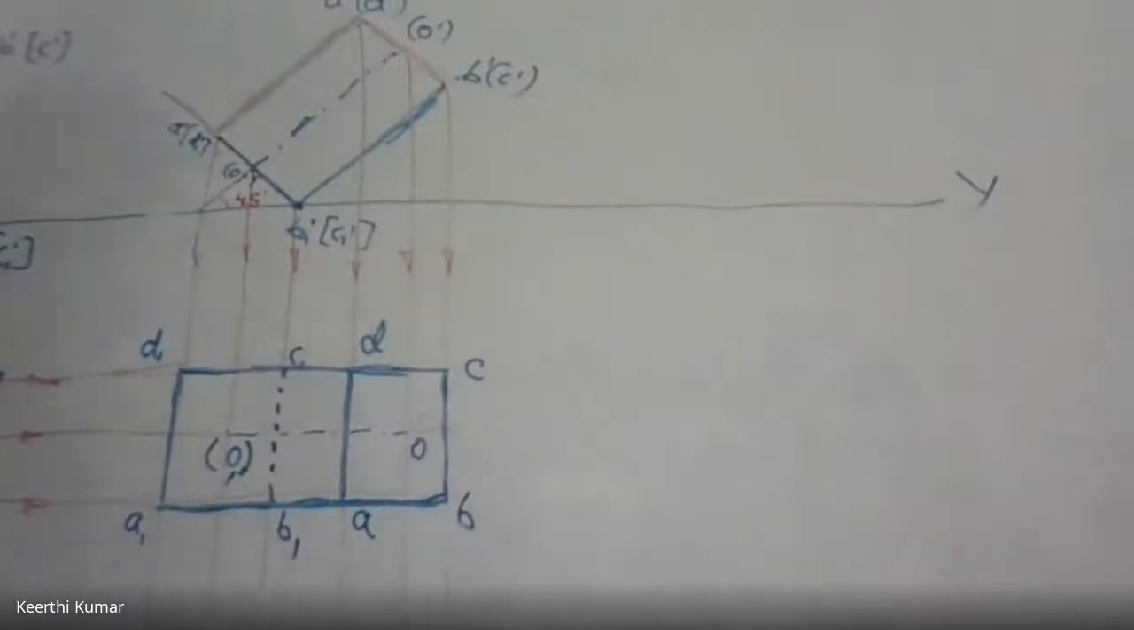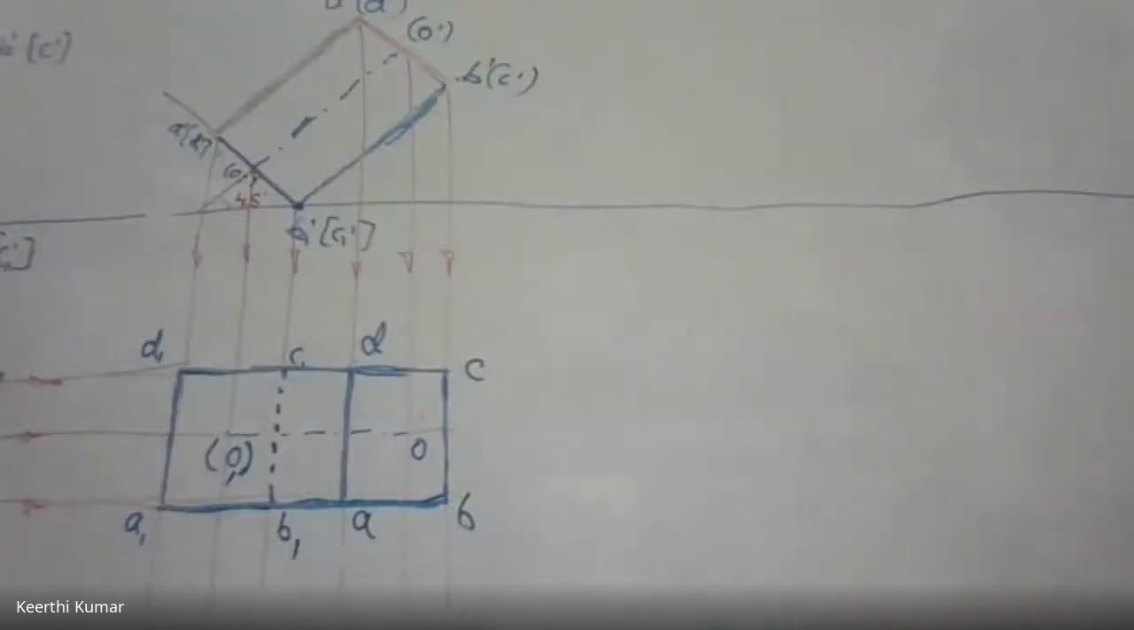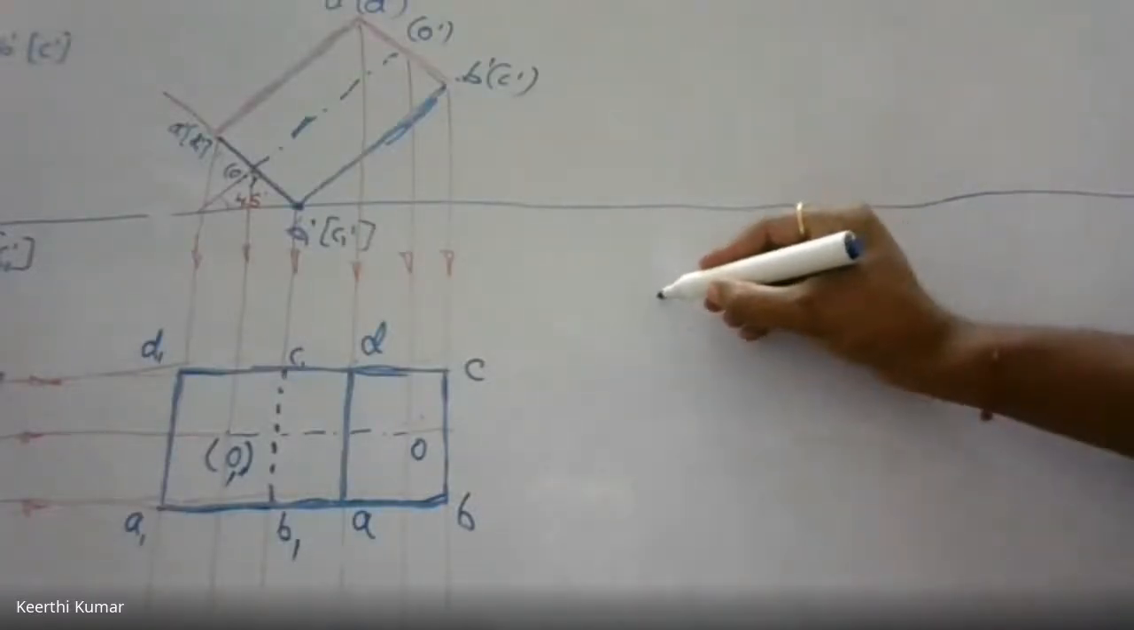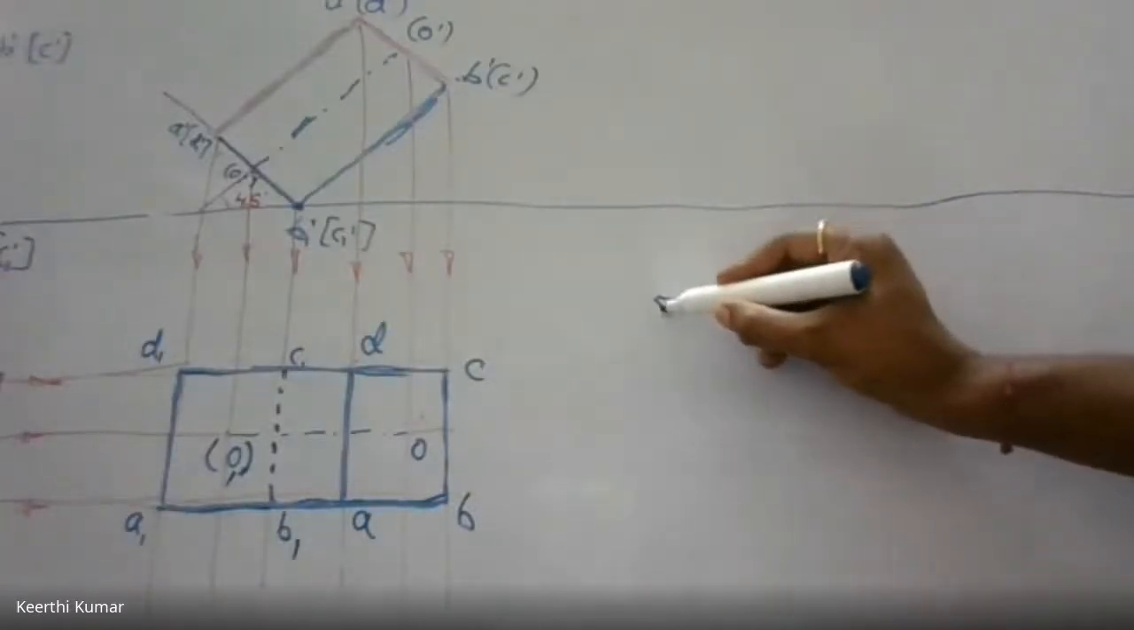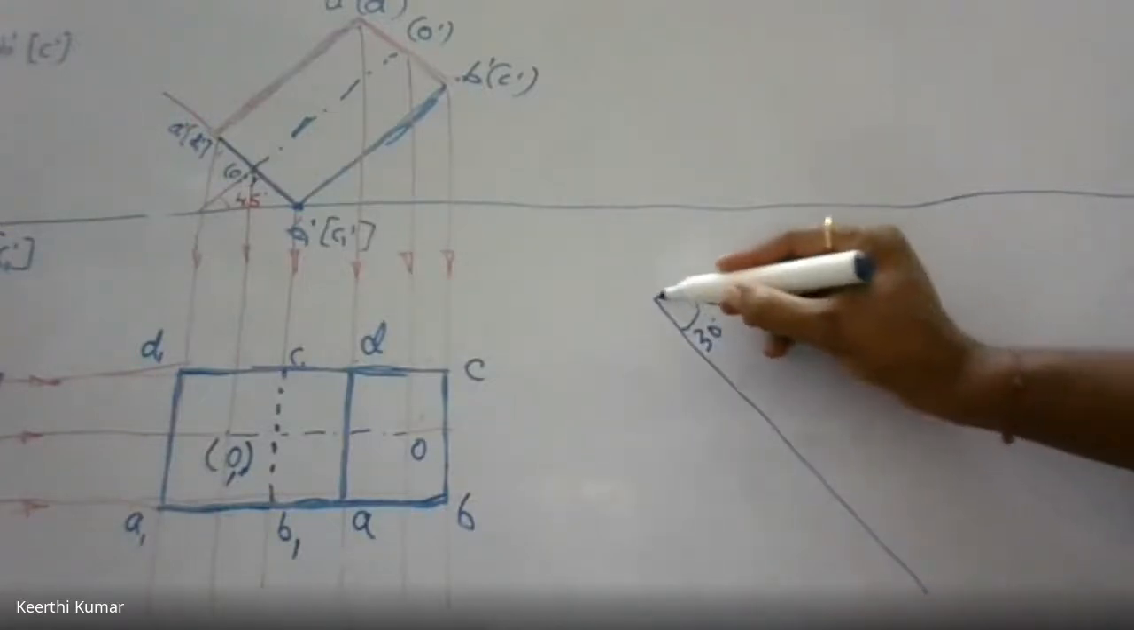So in the third position, what is important for us? As we all know, in the third position we have to satisfy the condition with respect to VP given. What is the angle with respect to VP given? Can anybody tell? 30 degrees. Very good. So I'll draw a 30 degree line. How to draw the 30 degree line? Just take a parallel and draw the 30 degree line here.